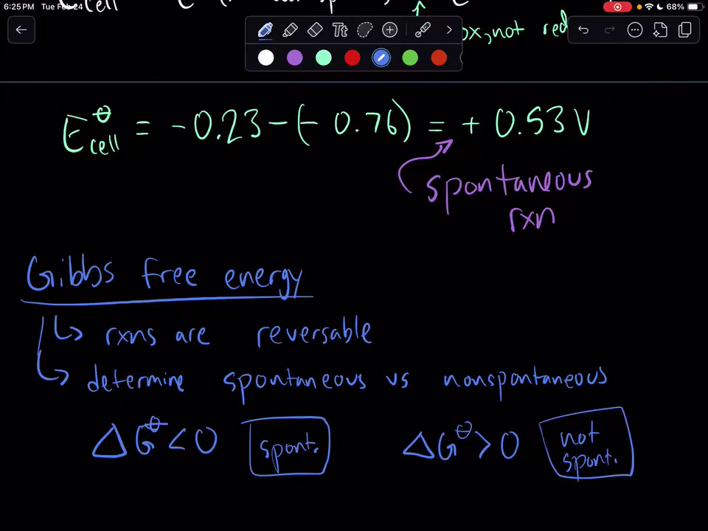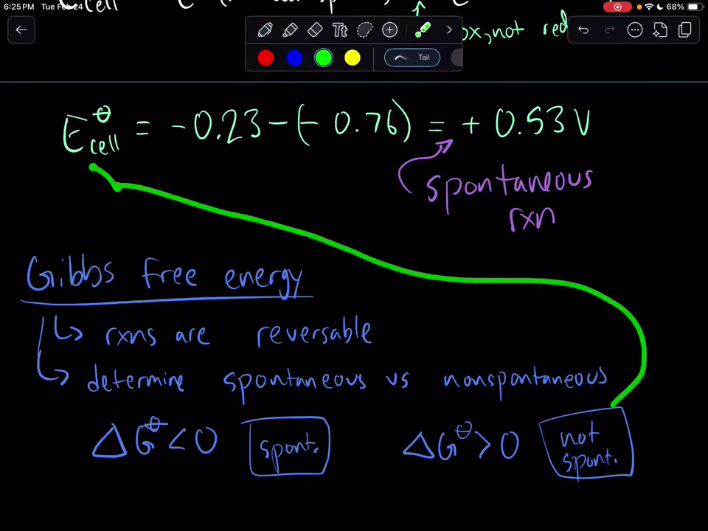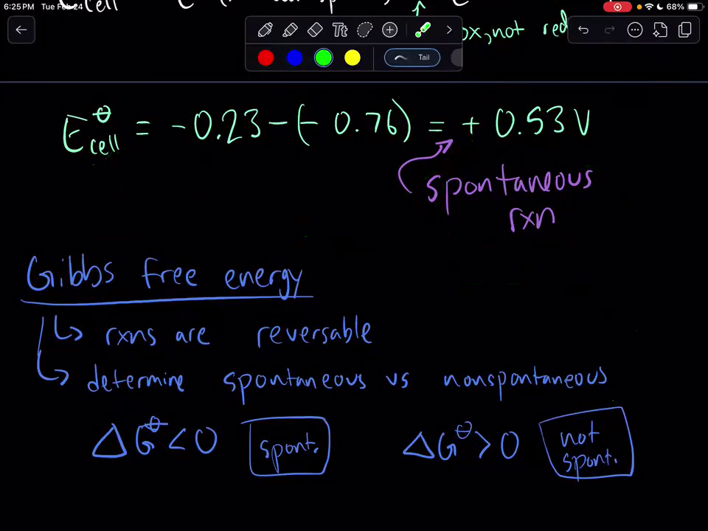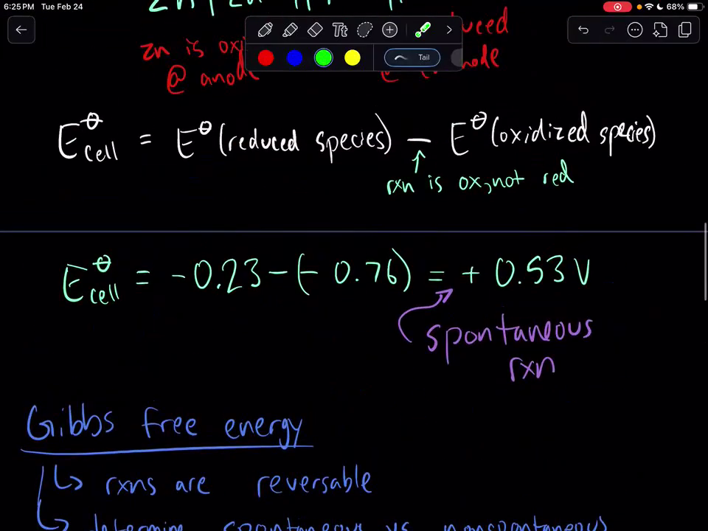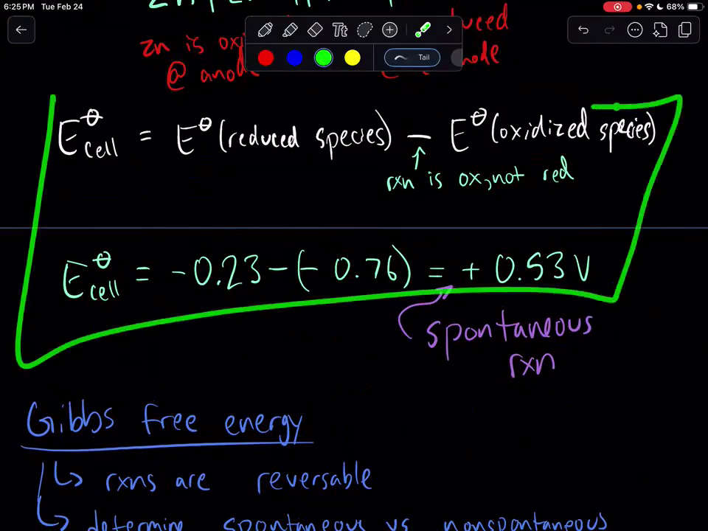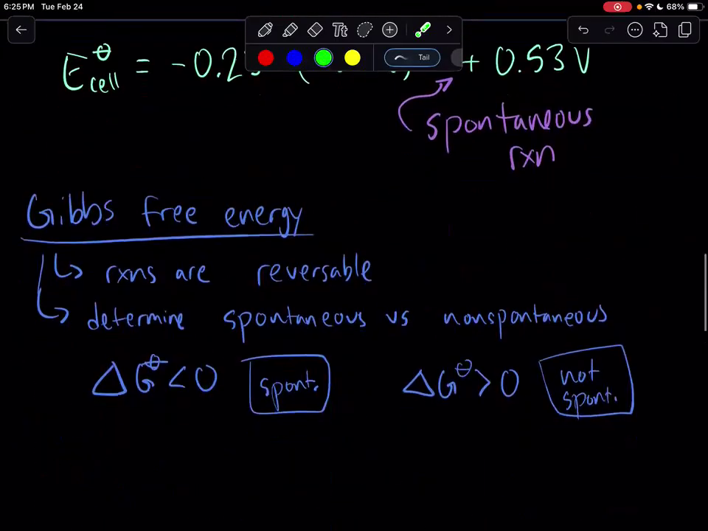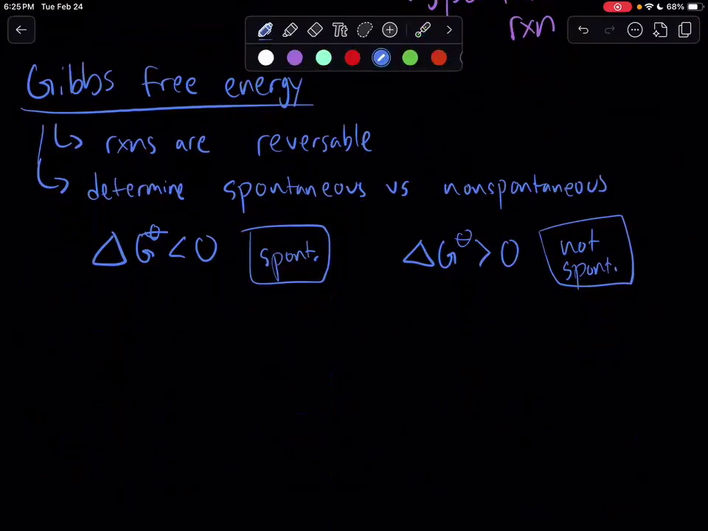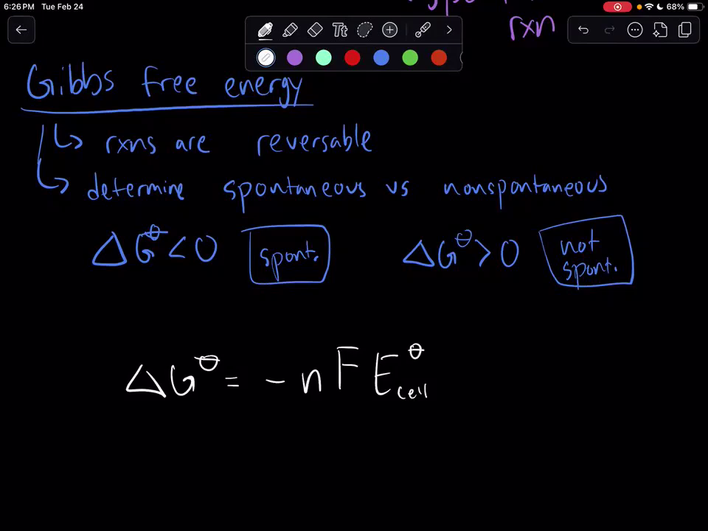So now we know that we can likely relate this to E cell, because a positive E cell value indicates a spontaneous reaction. So we need some equation to do that. Now, in addition to this equation needing to be used for your DP exam, there is a second equation. This one is in your data booklet, and that is the equation delta G standard is equal to negative N F E cell. So you now have three delta G equations.